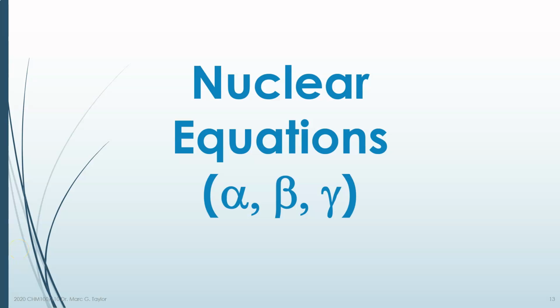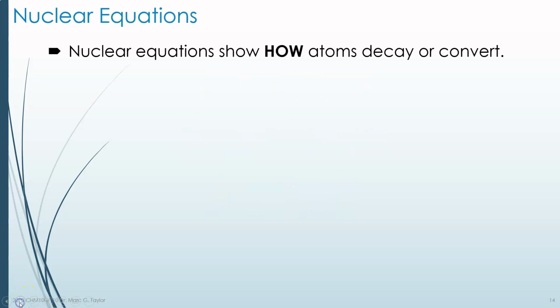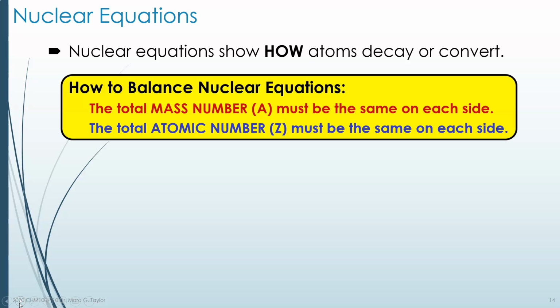Nuclear chemistry continued. Nuclear equations with alpha, beta, and gamma particles. So nuclear equations show how an atom or atoms decay or convert to other atoms or other particles.